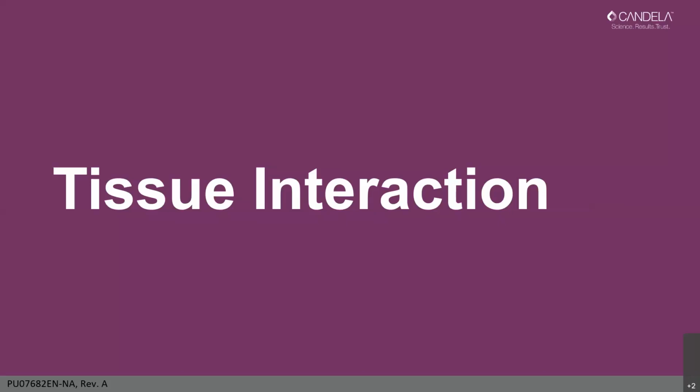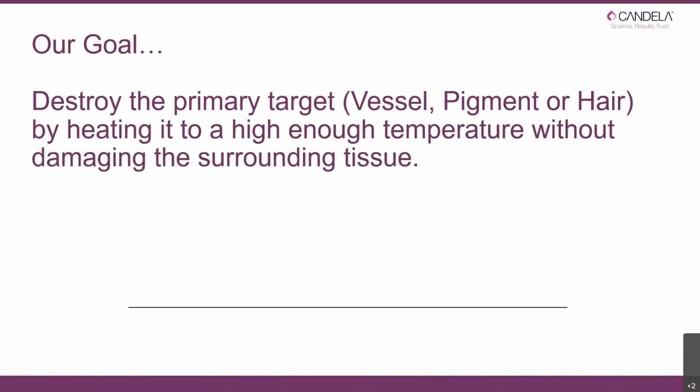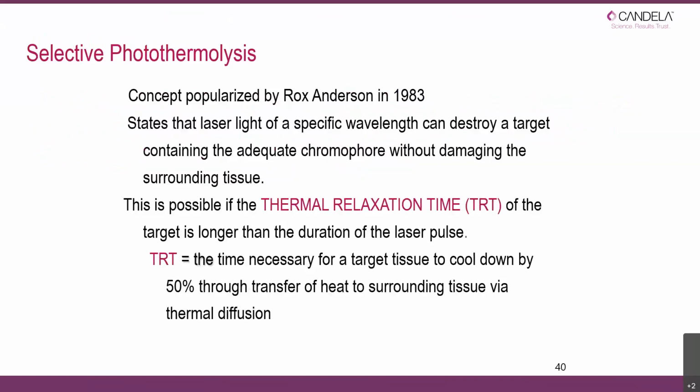And finally, let's look at the tissue interaction. The goal of any kind of laser treatment is we're looking to destroy whatever our primary target is. And this could be a vessel, it could be pigment, or it could be a vascular lesion. And we do this by heating it to a high enough temperature that we actually destroy our target, however, not damaging the surrounding tissue. And this is a principle called selective photothermolysis.